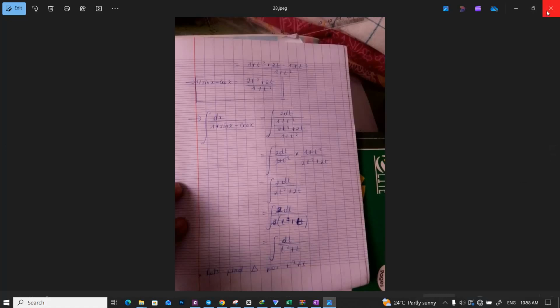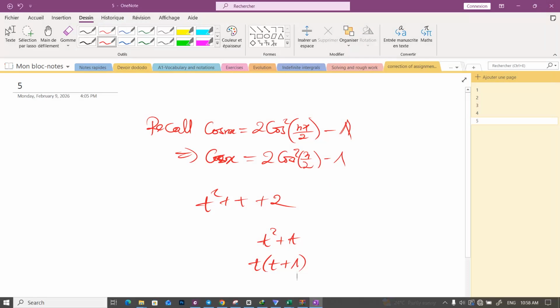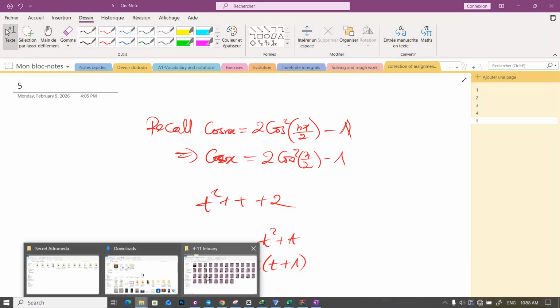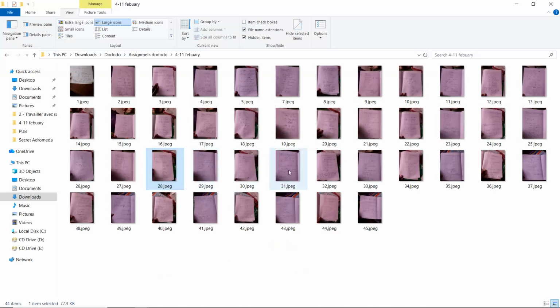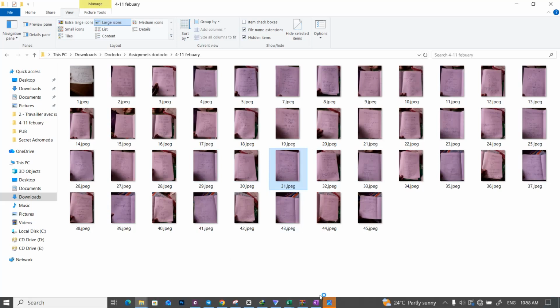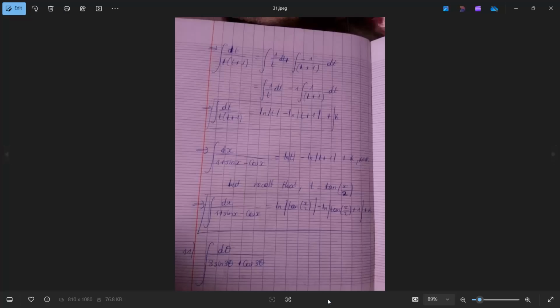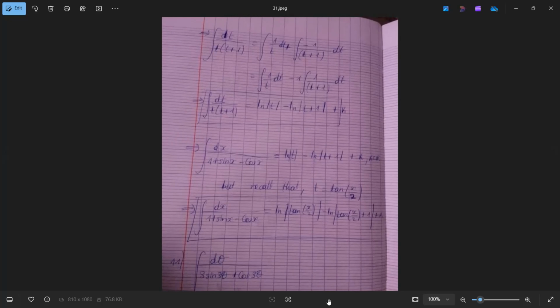For the next observation, let me go on image 31. Okay, the observation here was at this level. It's true, you've already integrated. You say that, recall that t was equals to this, and you substitute. But there's something. Always try to simplify things as much as possible.